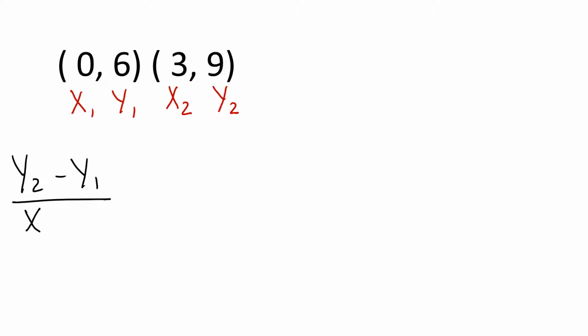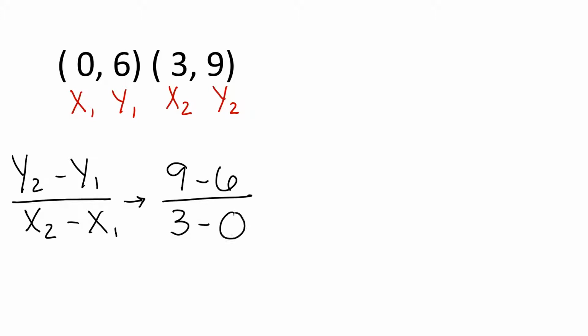We have the point 0, 6 and 3, 9. We start by labeling them x1 and y1, x2 and y2. We type it into our formula, y2 minus y1 over x2 minus x1. Y2 value is 9 minus the y1 value is 6. X2 value is 3 minus the x1 value is 0. 9 minus 6 is 3. 3 minus 0 is 3. 3 divided by 3, that fraction bar means divide, is 1. Our answer is a slope of 1.